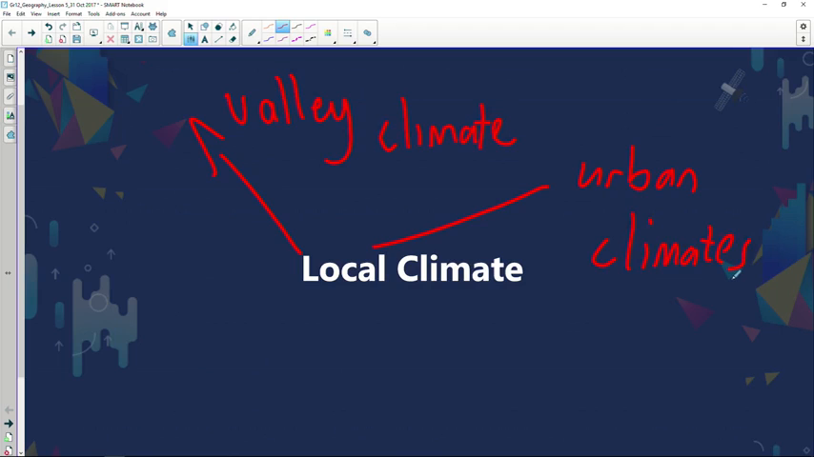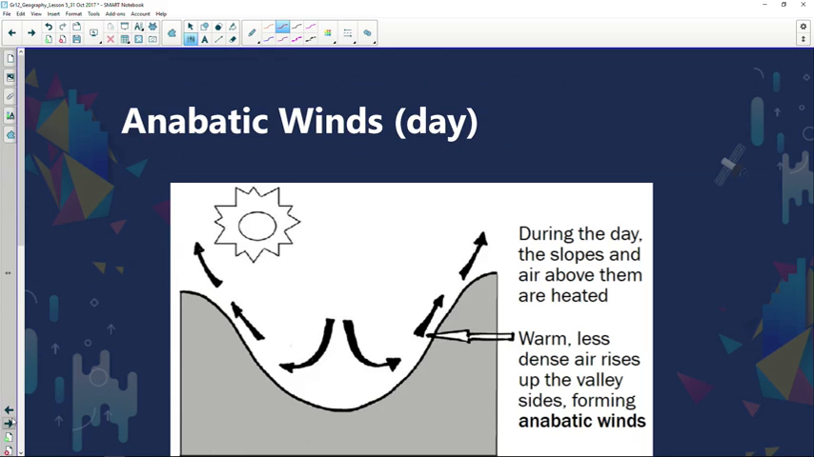And our first topic for today is going to be anabatic winds. Now, Gr12, please pay special attention to the name and to when it takes place. Anabatic winds happen during the daytime. As you can see in your diagram, you can see the sun shining.